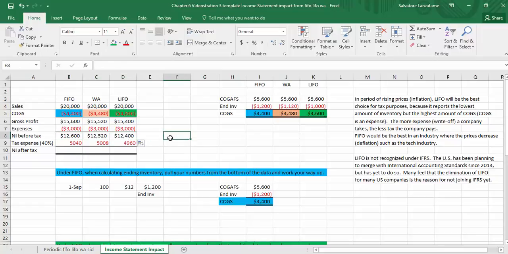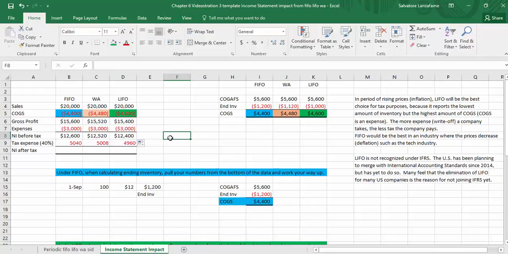So notice that under FIFO, they have a net income of 12,600 before tax. Under weighted average, they have a net income of 12,520. And under LIFO, they have a net income before tax of 12,400. So notice the taxable income is lower under LIFO. And look at the tax. If you were using FIFO, you'd pay $5,040 in taxes. If you were under weighted average, you'd pay $5,008. And if you were paying LIFO, you'd pay less than $5,000. So if you had the choice come tax time to pay either $5,040, $5,008, or $4,960, something tells me you'd probably prefer to pay the least amount.